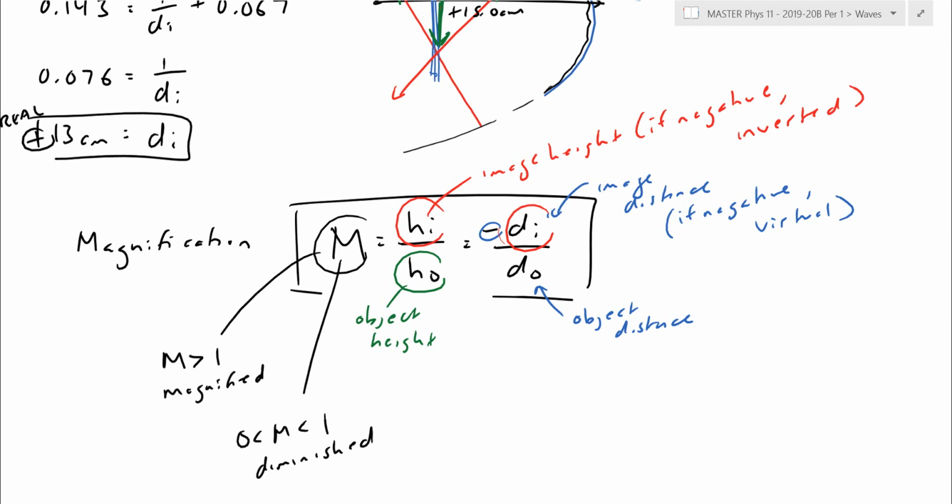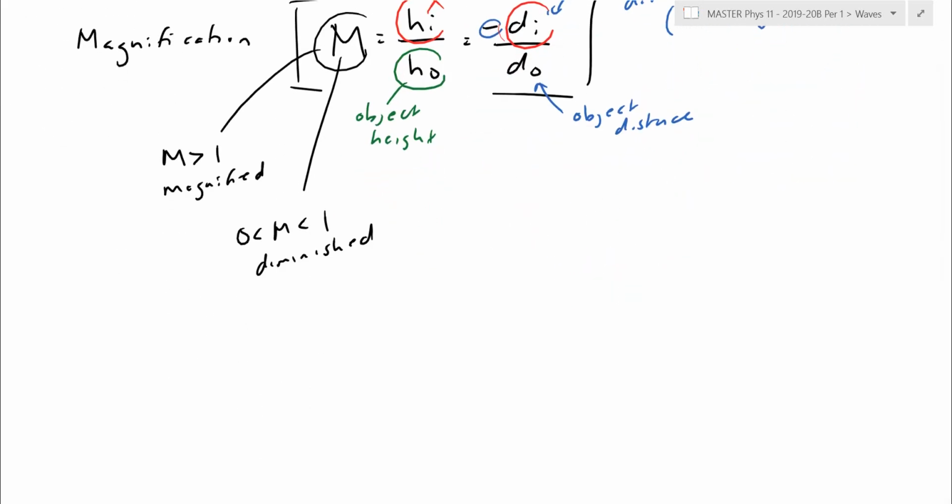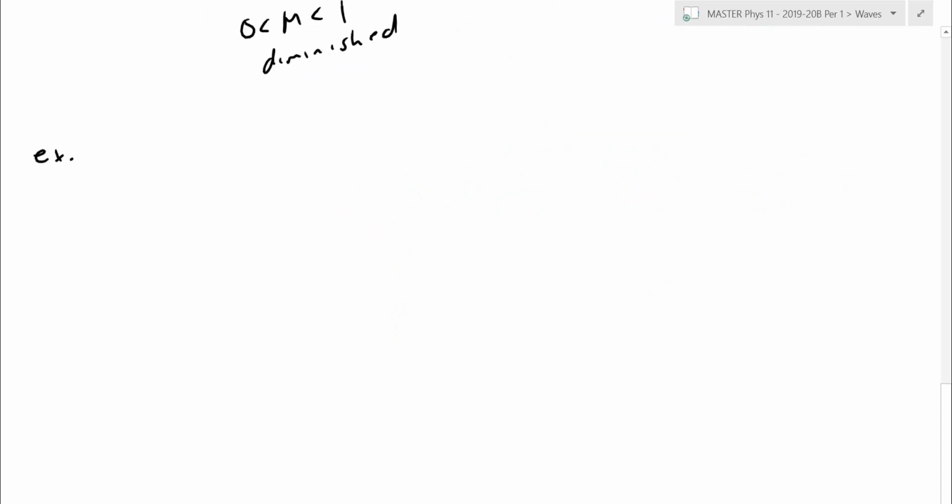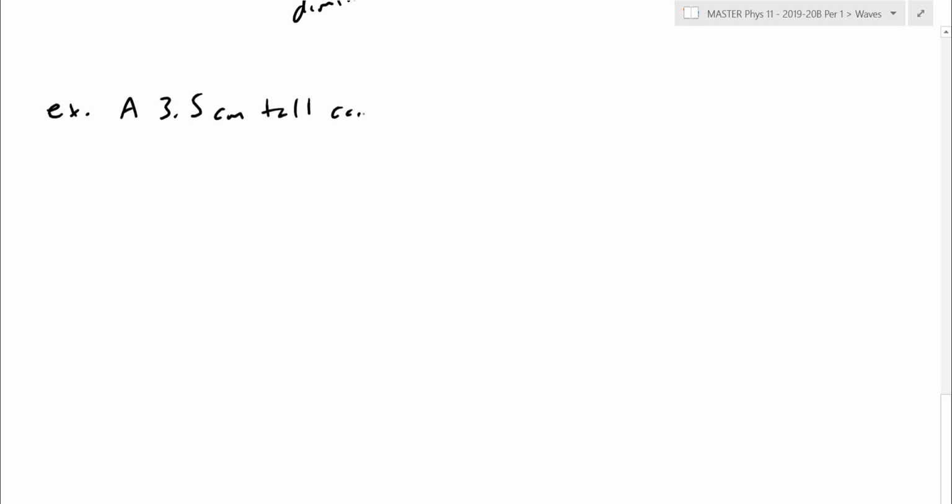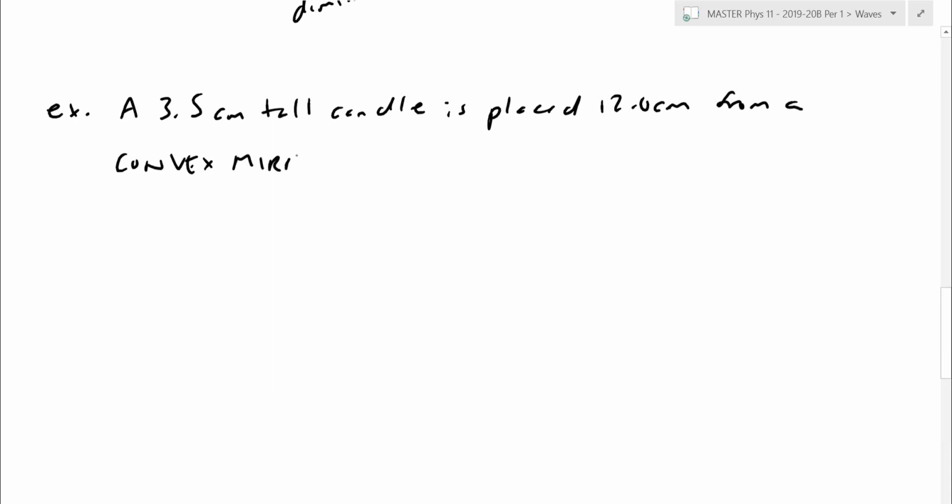So let's just practice through another question here and playing around with the second formula with magnification. These two formulas work together hand in hand, so you might need to, like a puzzle, solve through the problem. Let's take a 3.5 centimeter tall candle is placed 12 centimeters from a concave mirror. Oh, sorry, convex mirror. There's just those two curvatures, so convex mirror.